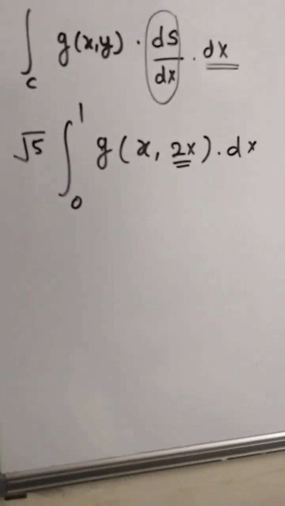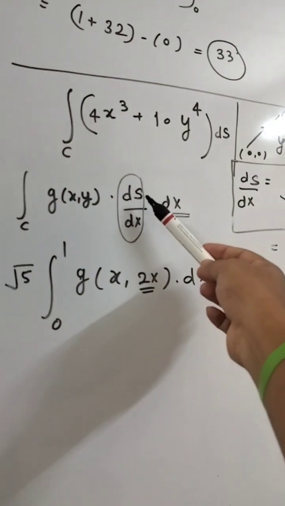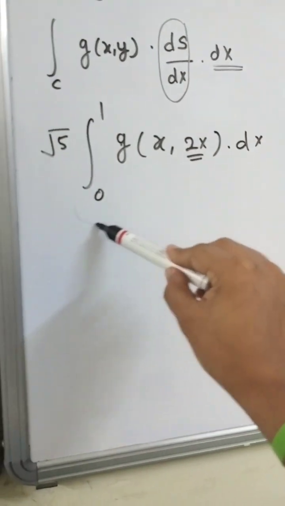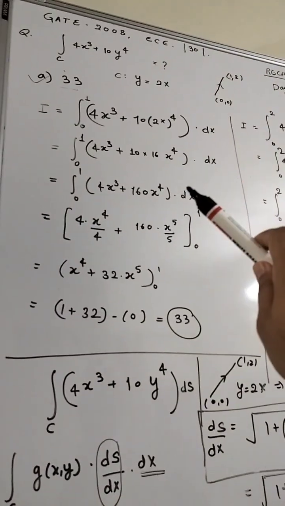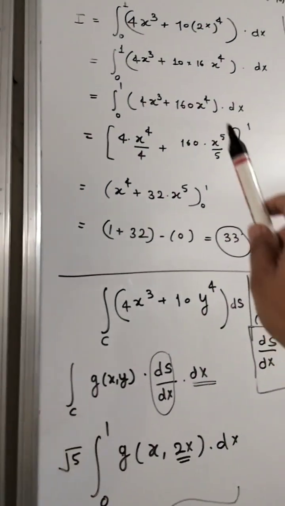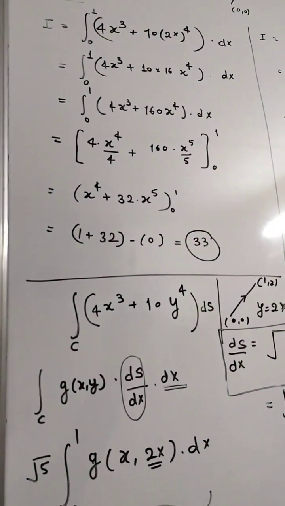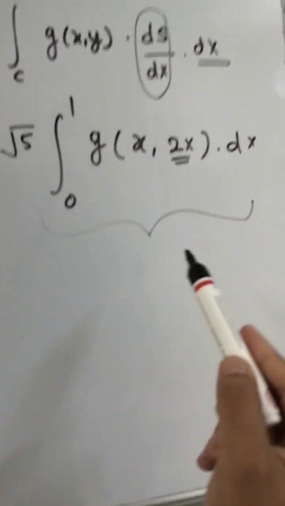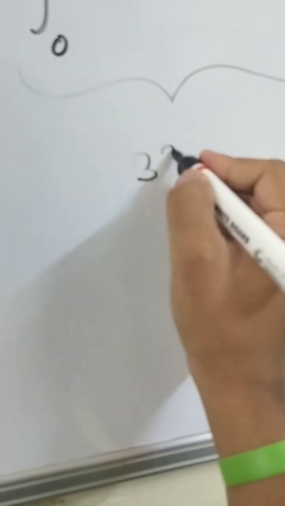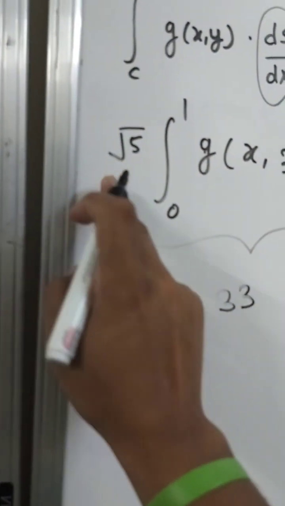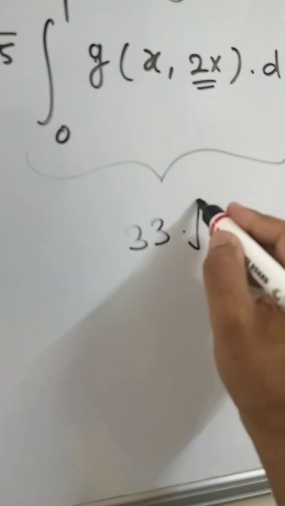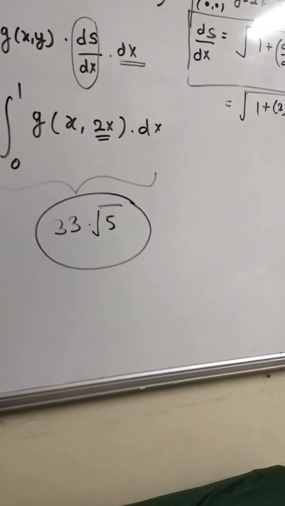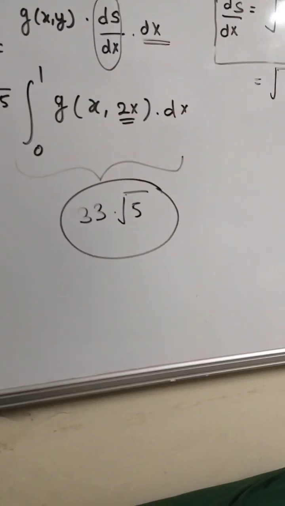Or you find ds by dy and integrate with respect to y. And this part was already solved previously in this way. This is the function. Put y equals 2x and integrate it with respect to x from the limit 0 to 1. The same is here. So this will come 33 as usual, and the constant term root 5 was already there. So into root 5, that should be the answer. 33 into root 5.